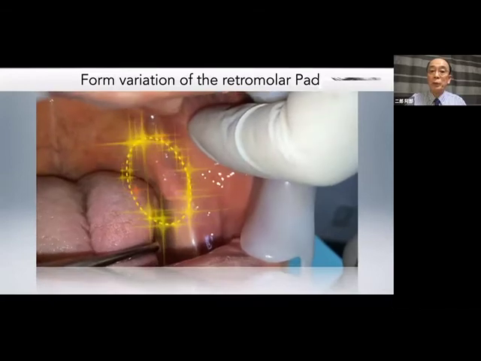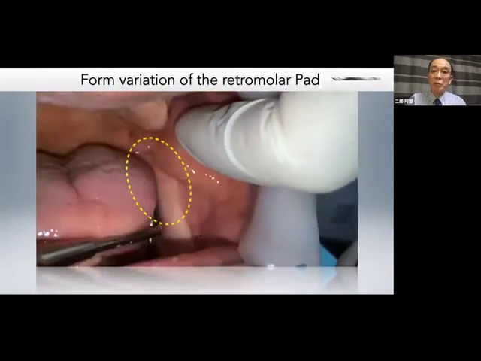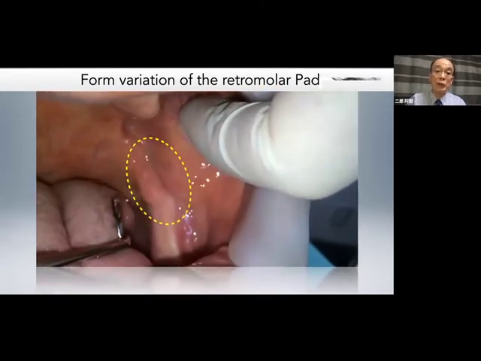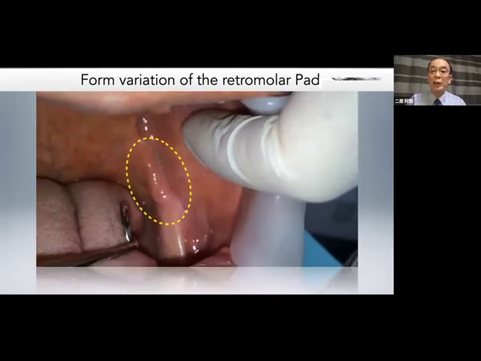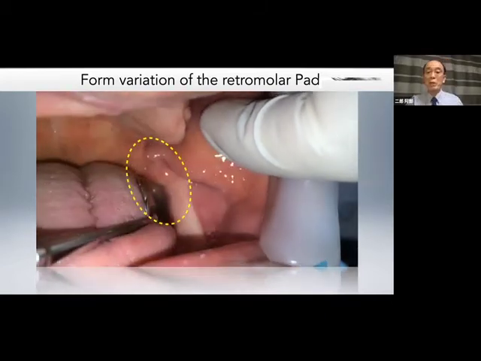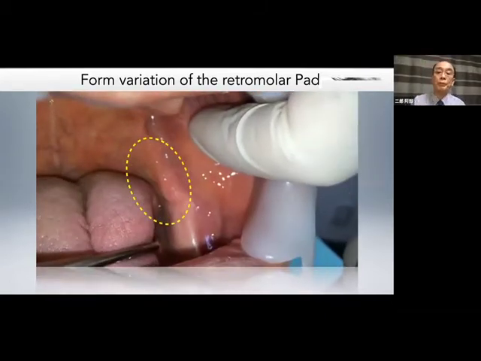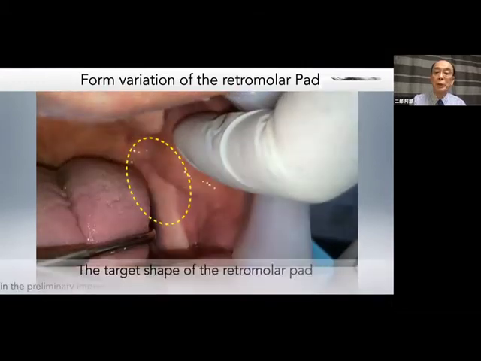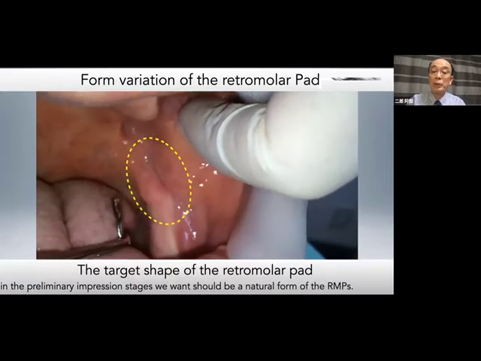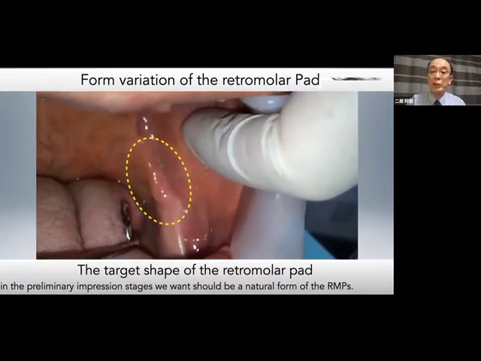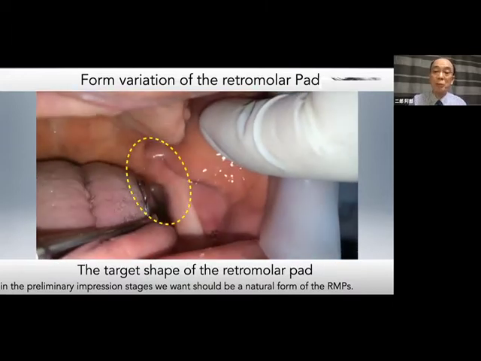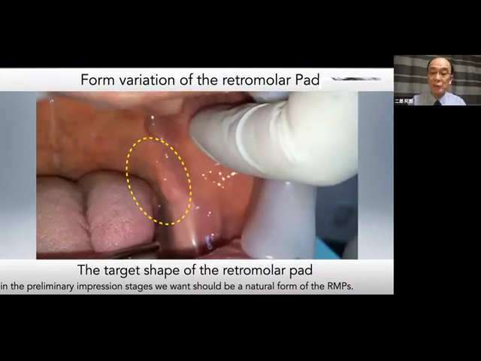So let's observe the variation of the retromolar pad region. Retromolar pads are stretched out and flattened in the open mouth, and shortened and plumped in the closed mouth. So the target shape of the retromolar pad we want in the preliminary impression and the precision impression stages should be the natural form of the retromolar pad at the resting position of the mandible. Closed mouth impression is very important for us.